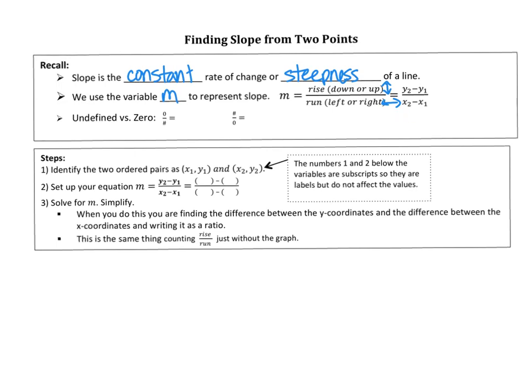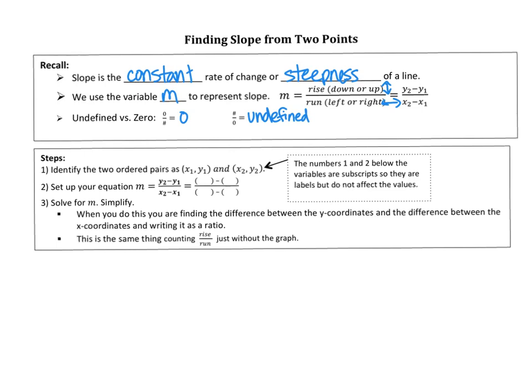When you're finding slope, it's especially important to remember that 0 over a number simplifies to 0, and that a number over 0 simplifies to undefined. Because if we don't have the graph to help us out, sometimes we might mix these up.